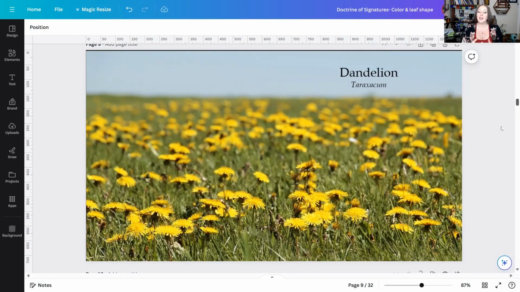All right, the next color we're going to talk about is yellow. Yellow is a color that energizes the solar plexus, and that would also mean the organs of the upper abdomen, particularly the liver and the gallbladder. And dandelion is an excellent remedy for liver and gallbladder support.